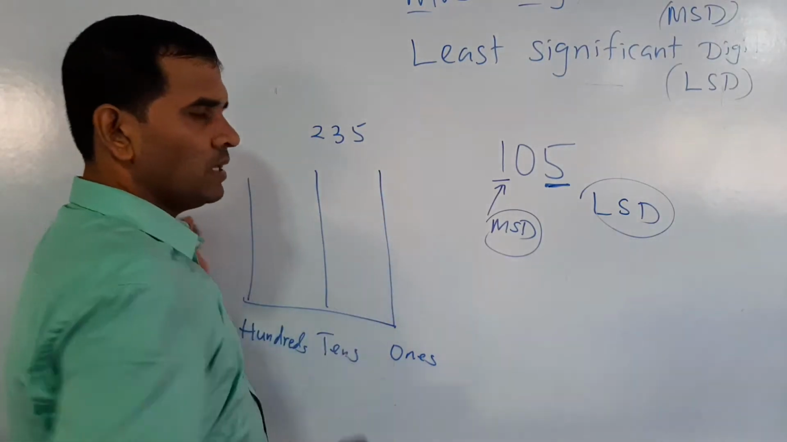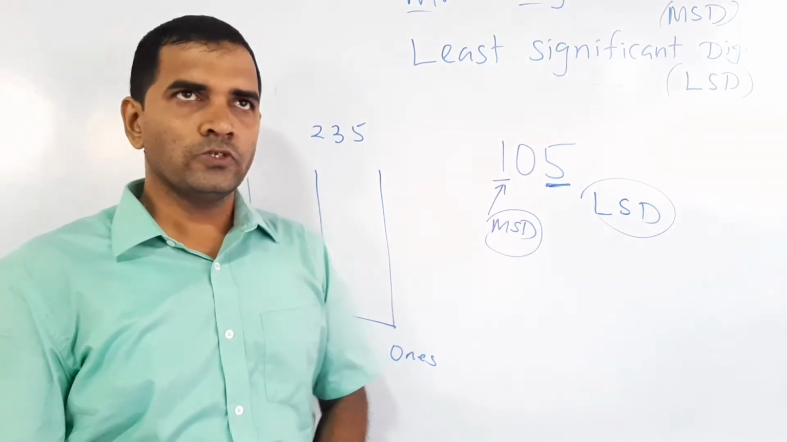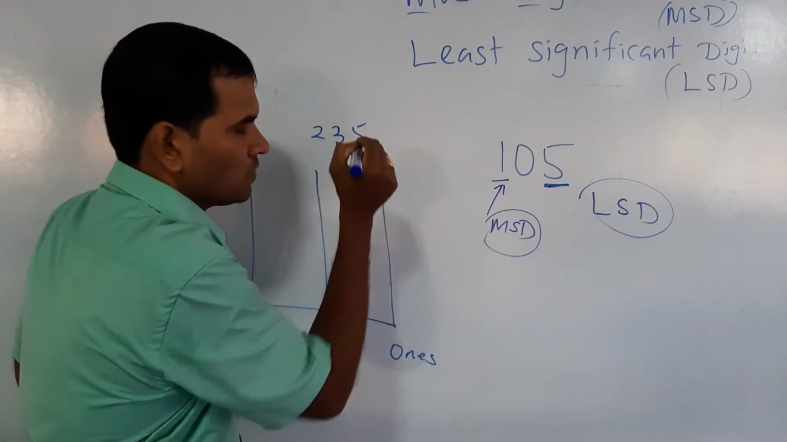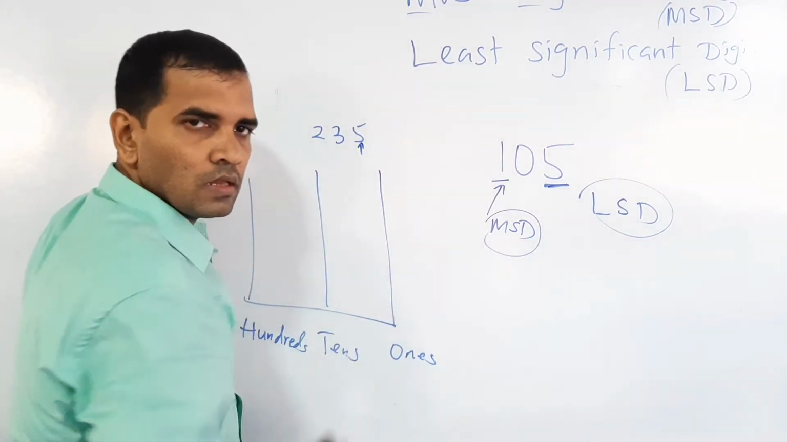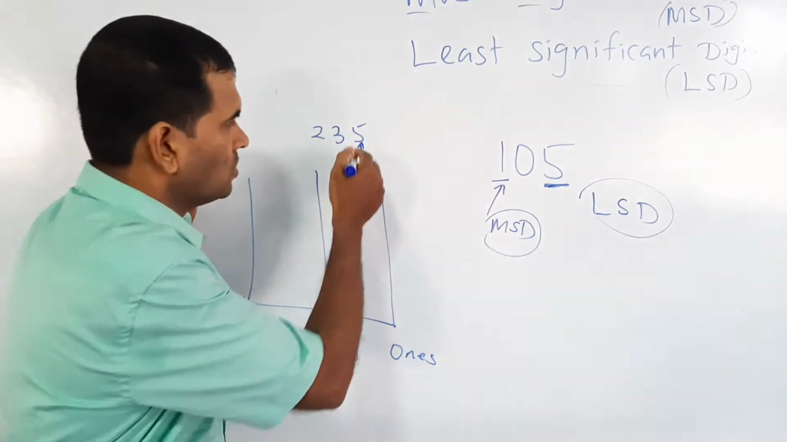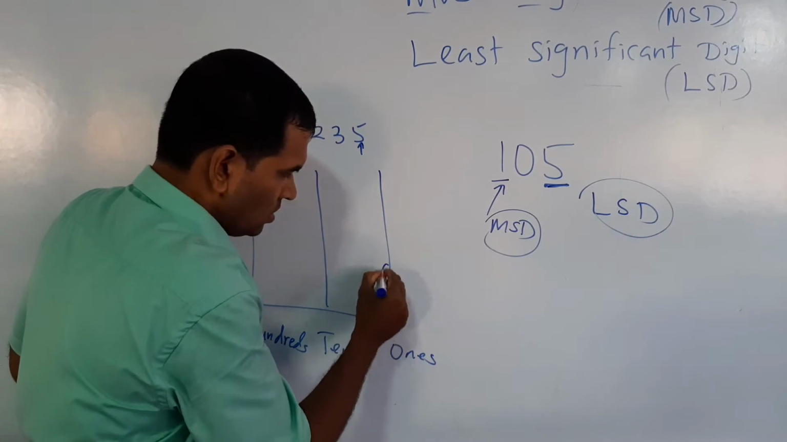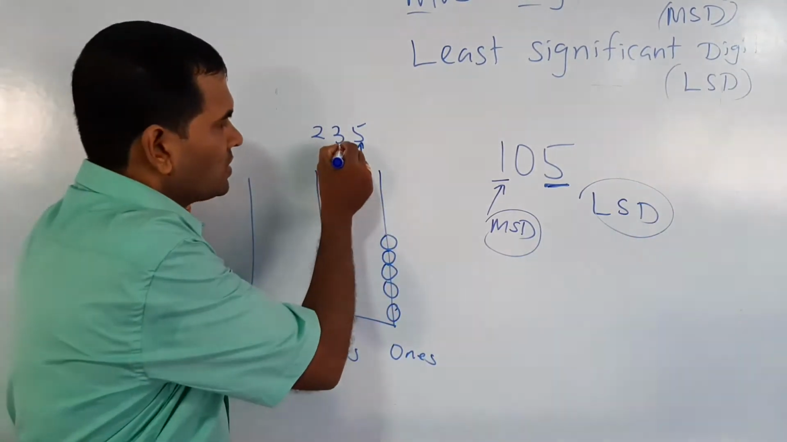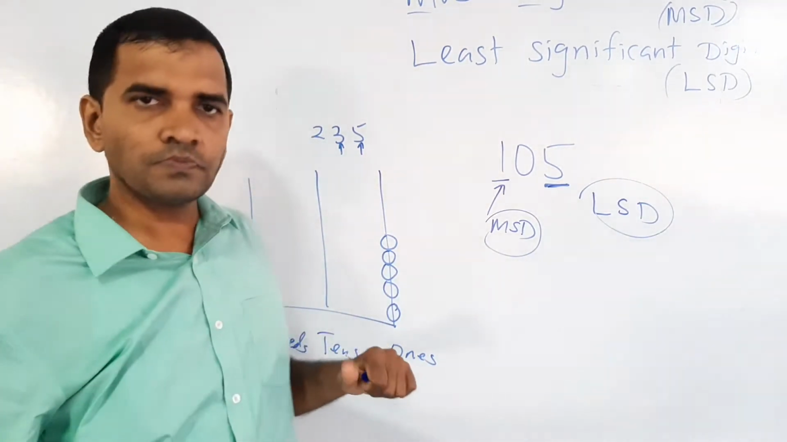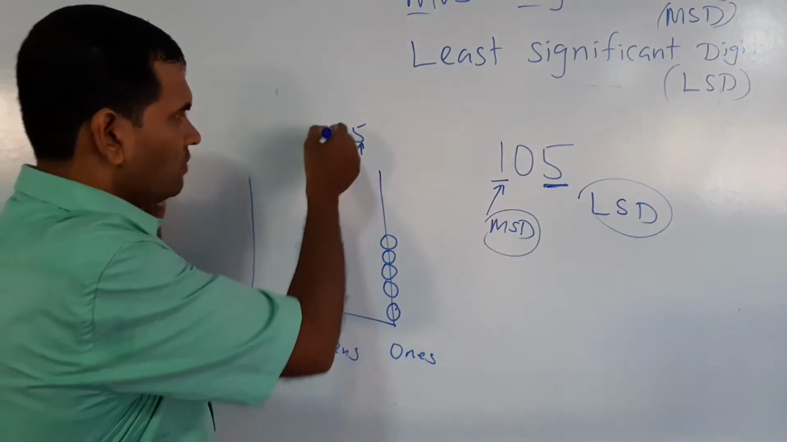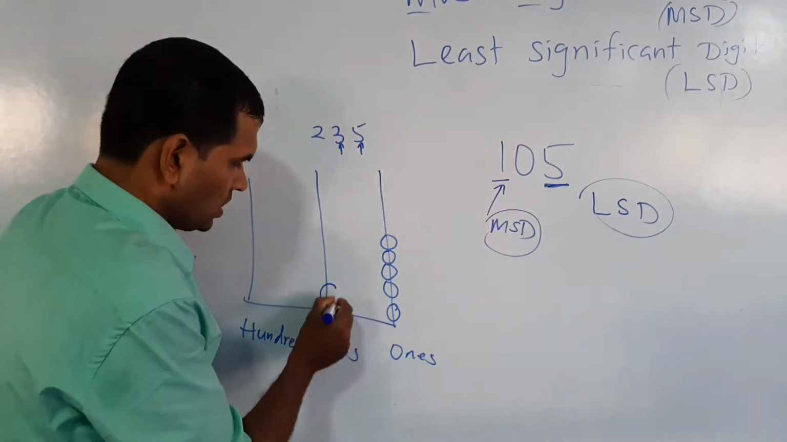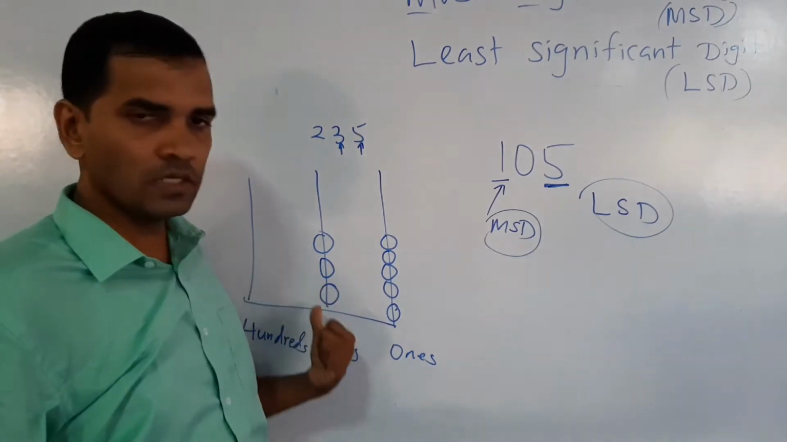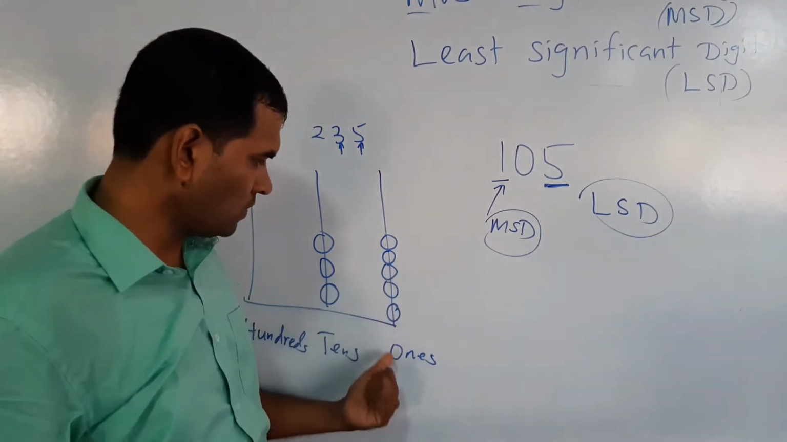So look at the number, it's 235. How is it formed? The right extreme figure is ones. So 5, you have 5 ones. The second position is always tens, so you have 3. Because it's tens, 3 into 10 is 30. Here you have 1s, so 5 into 1 is 5.